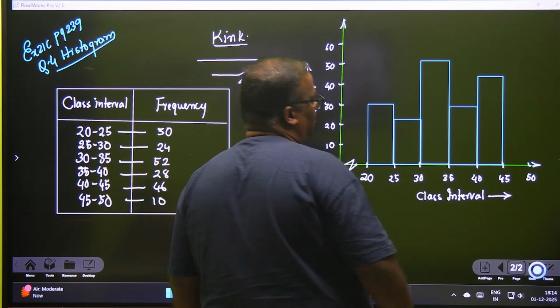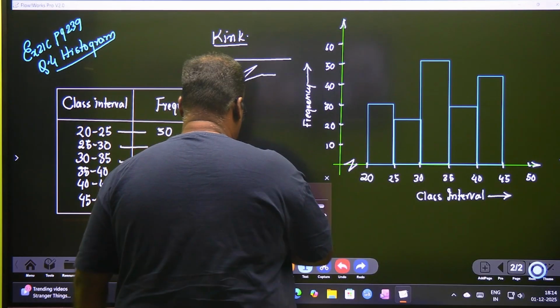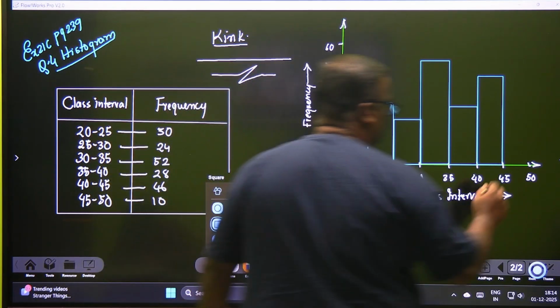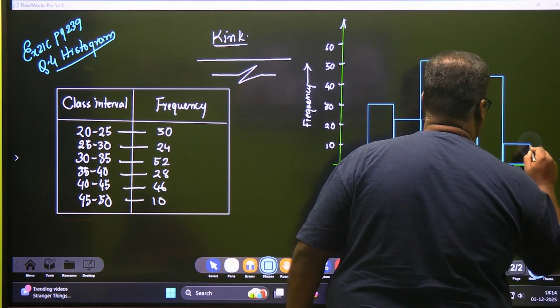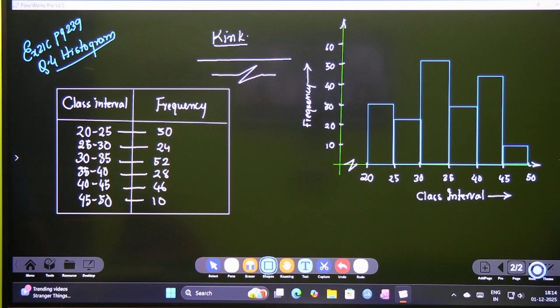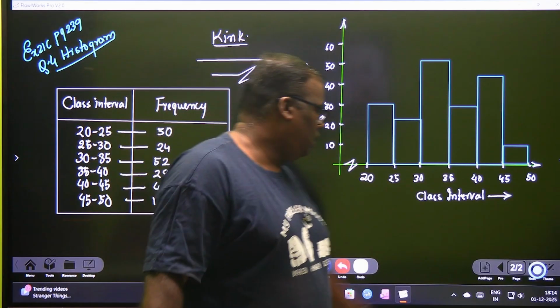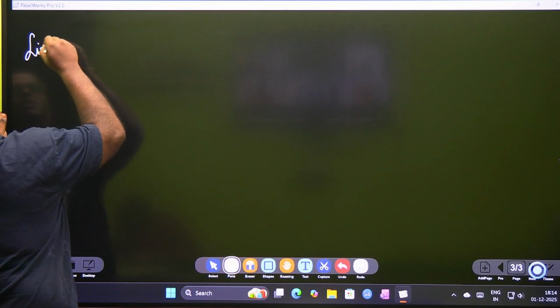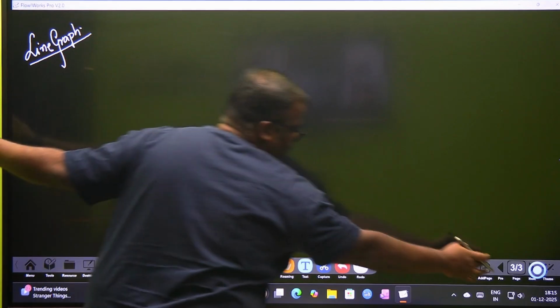Well, your histogram is done. Tell me, anyone did not understand histogram? Clear? बना लीजिए हिस्टोग्राम. इसके बाद एक लाइन ग्राफ प्लॉट करेंगे. Once you make this, our next duty will be to see a line graph. I'll go to that page. Line graph.